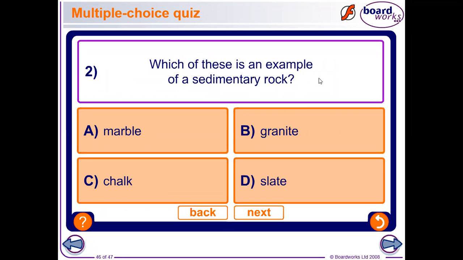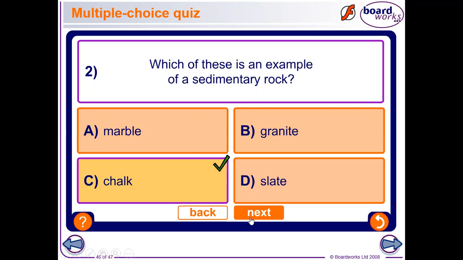Which of these is an example of a sedimentary rock? Yes, you can guess the answer for this one. Reem, raise your hand and wait for your turn. Yes, I can see your name here, but you're not raising your hand. Okay, C. Yes, well done. Chalk. Yes, chalk is a sedimentary rock. It's an example of sedimentary rock. Well done. Thank you so much.